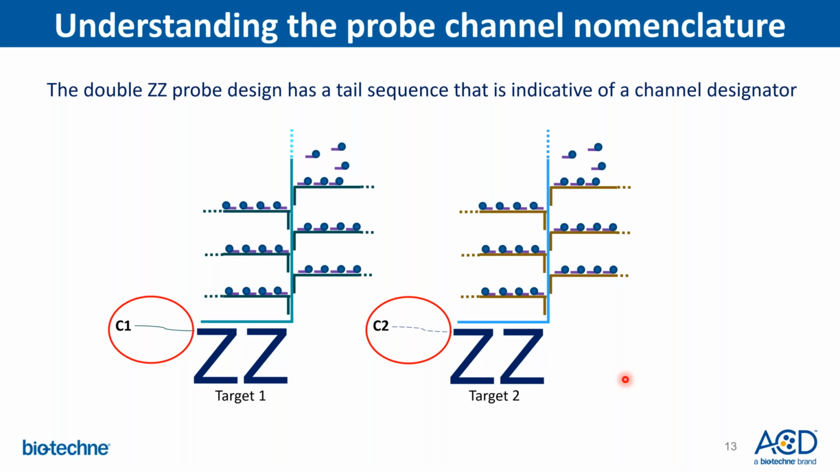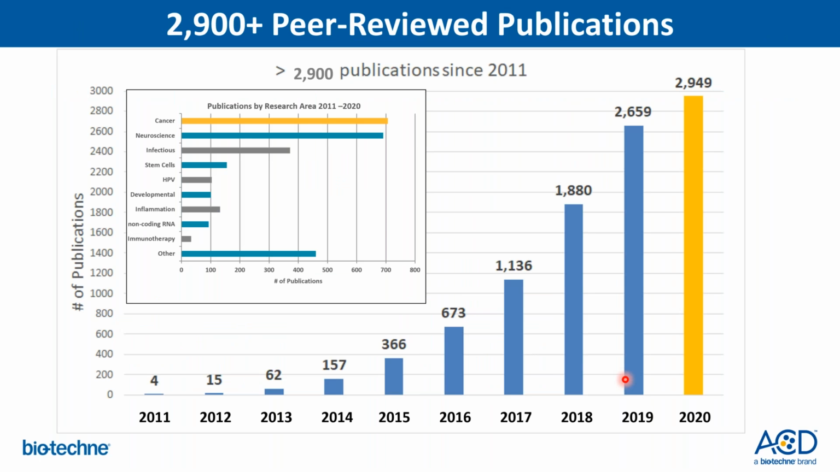Now, as far as the technology and its adoption in the scientific community is concerned, RNAscope has been widely used by researchers all around the world, and it's been very well adopted in the scientific community, as evidenced by this bar graph. We had a first publication in 2011, and since then we've seen an exponential increase in the number of publications that have used the technology, to a point where we have close to 3,000 publications now.